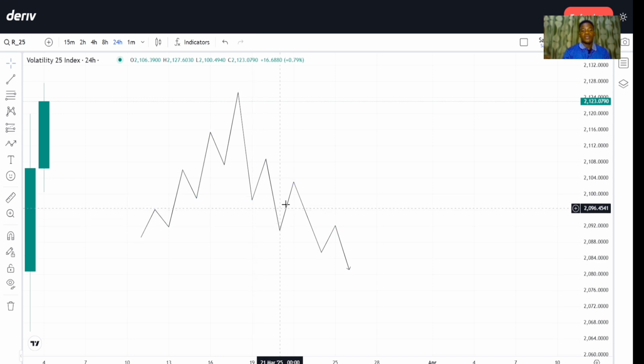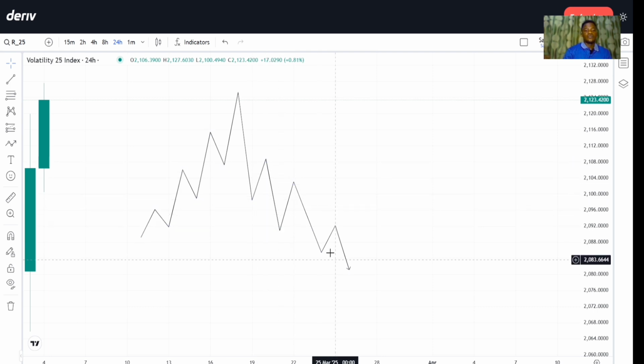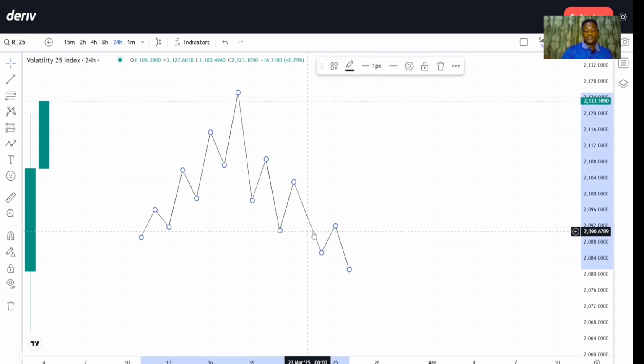And if you are in a selling market, you'll be having lower highs and lower lows. If you spot a high and you have another one that is also lower than the previous one, we call it a lower high. So these are the lower highs, and these are the lower lows here. Now let's go to the chart and see how to spot it.